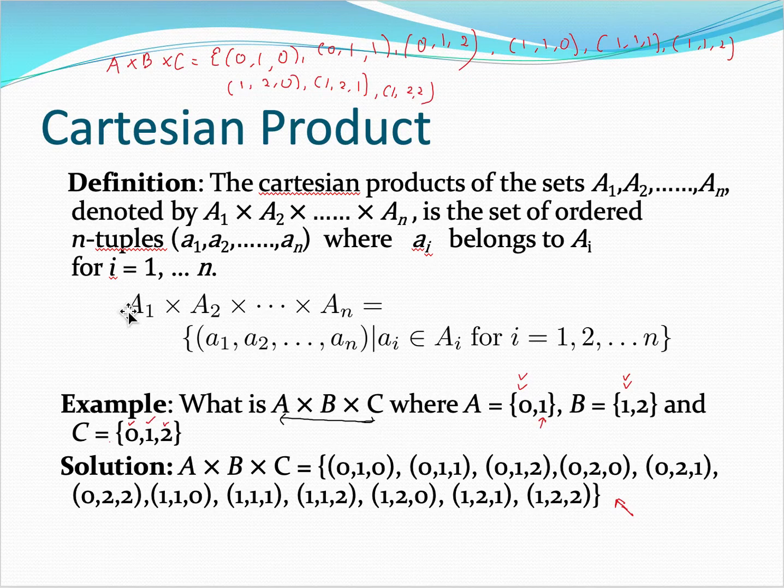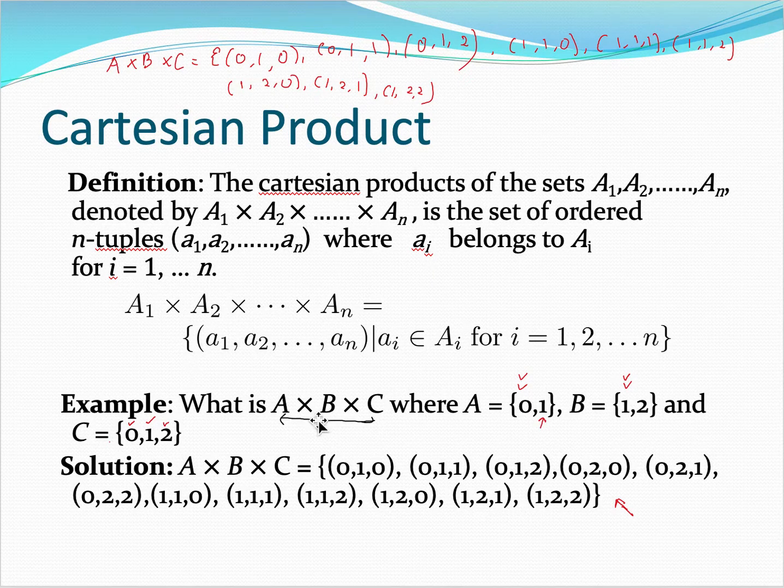This is the Cartesian product of a set with itself. If we have sets A1, A2, until An, and we take the Cartesian product, we will have the n-tuples whose i-th entries come from Ai, for all the sets in the Cartesian product.